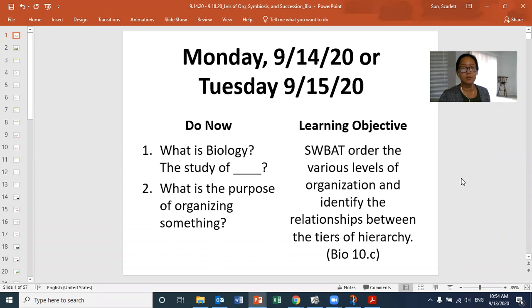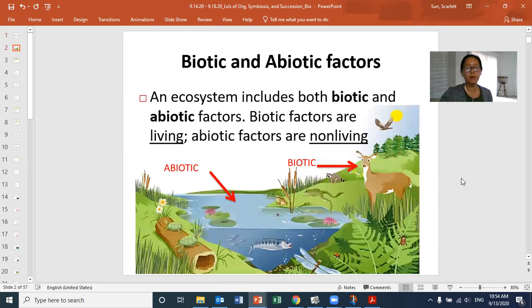The learning objective for this class is students will be able to order the various levels of organization and identify the relationships between the tiers of hierarchy. Okay. So this is kind of a throwback to middle school, right? You guys learned about biotic and abiotic factors. An ecosystem includes both biotic and abiotic factors. Biotic factors are living, abiotic factors are non-living.